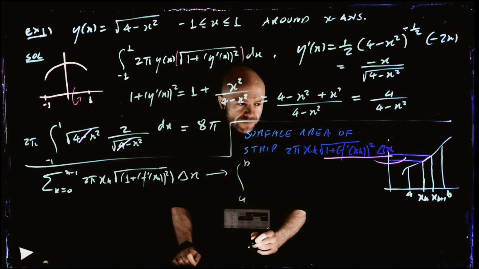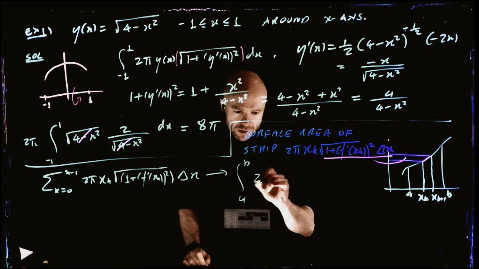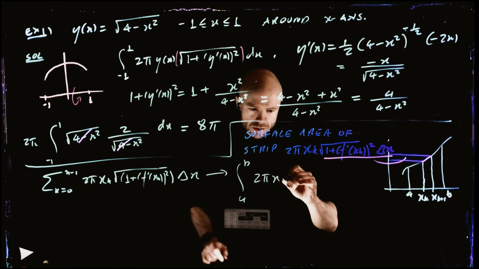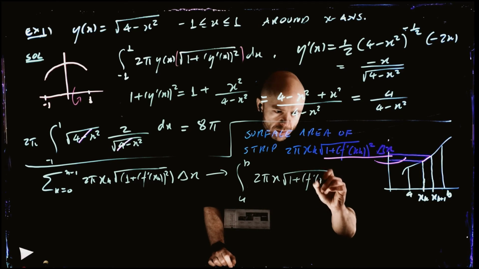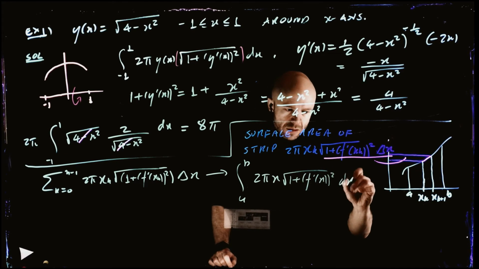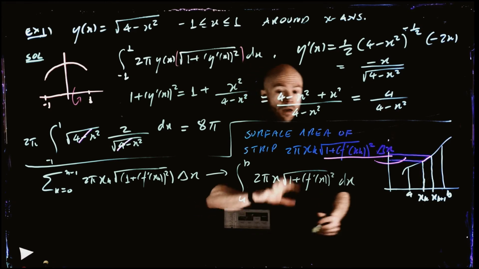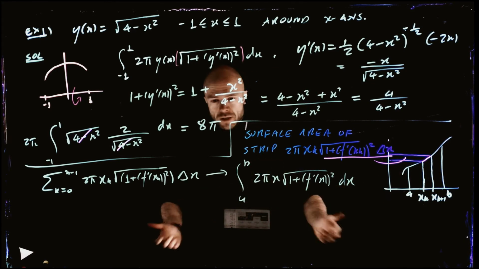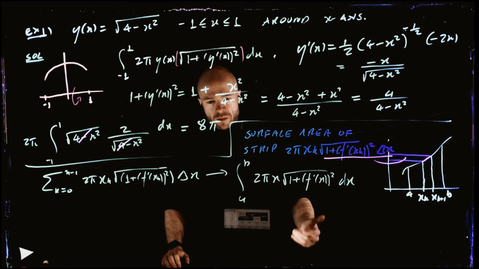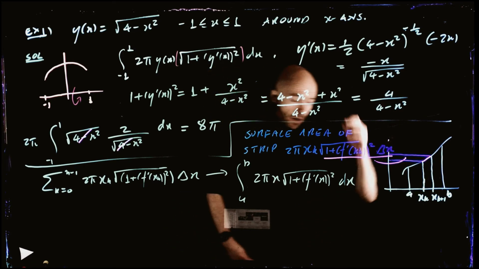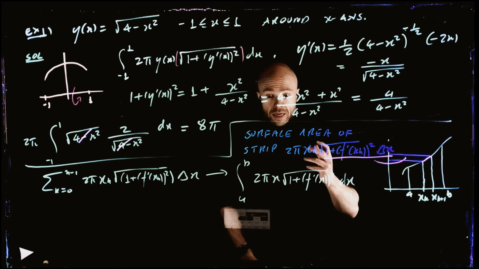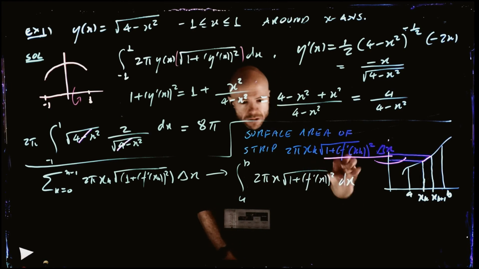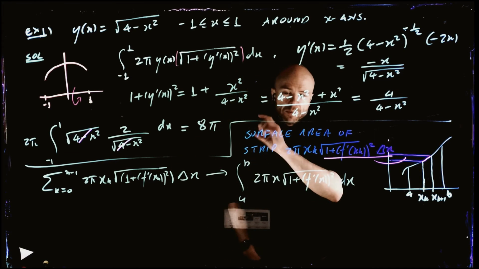to b. And what's this thing? It's just going to be 2 pi x, and then this thing is the square root of 1 plus f prime of x squared, dx. So this looks a lot like the previous formula, but it means a completely different thing. If you don't know what this means and you're memorizing stuff, then it seems kind of mysterious how this thing, which looks a lot like the previous thing, means something completely different.